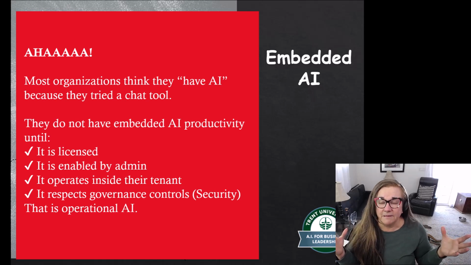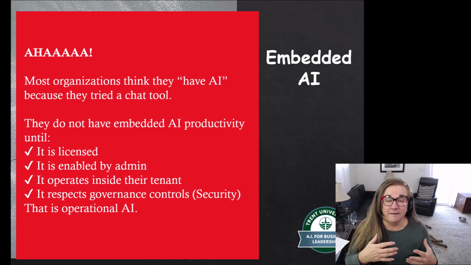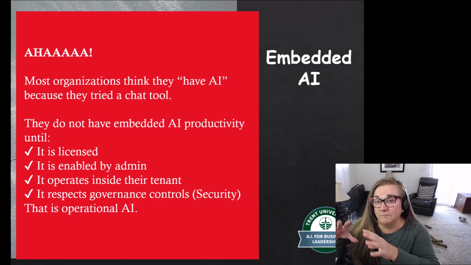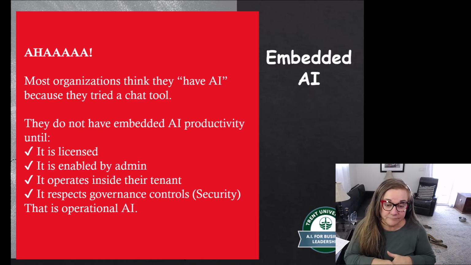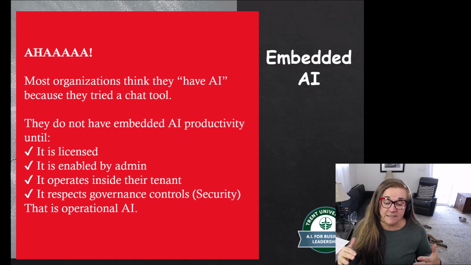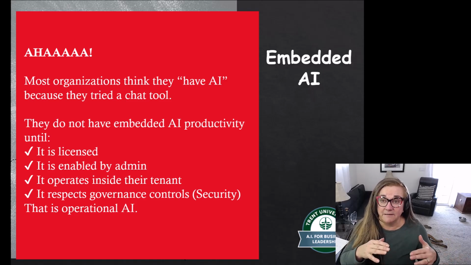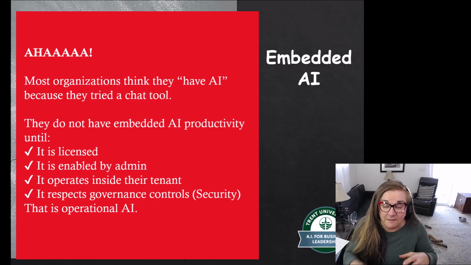So the aha moment, I think, for a lot of us has been that most organizations think that because they have AI, and they've tried the AI chat tools and AI apps that they have on their phone, that they have AI built into their Microsoft world or their Google world, and they do not. So now that you are getting certified with your AI certification, you know that you don't have embedded AI productivity until it's licensed, until it's enabled either by your admin or yourself, going into your admin and licensing it into your Microsoft or into your Google, and then it operates within that system.